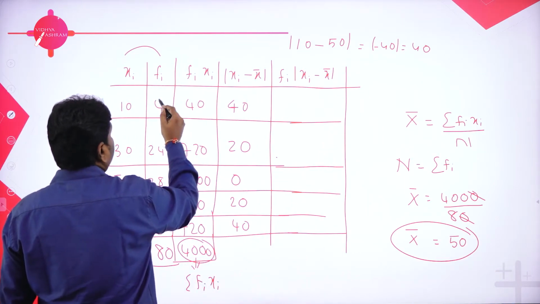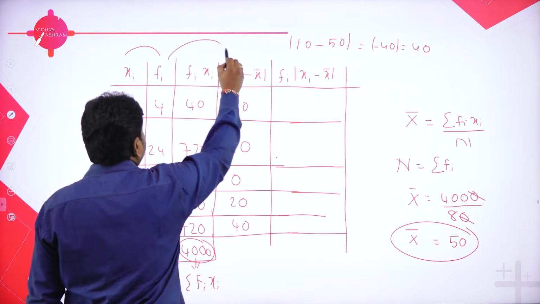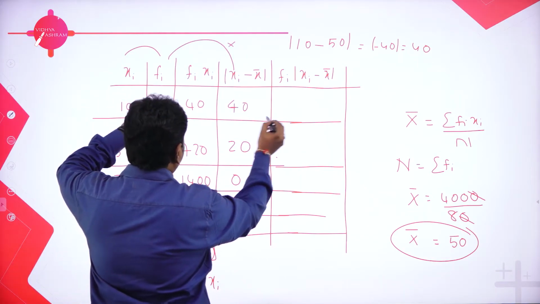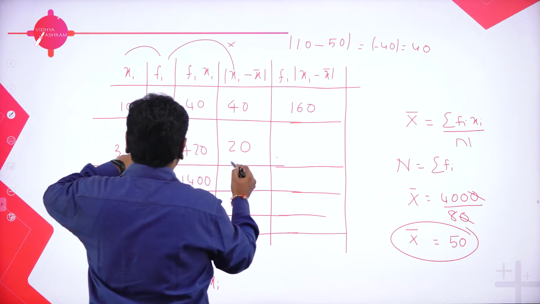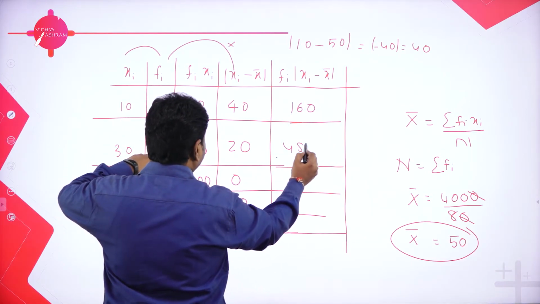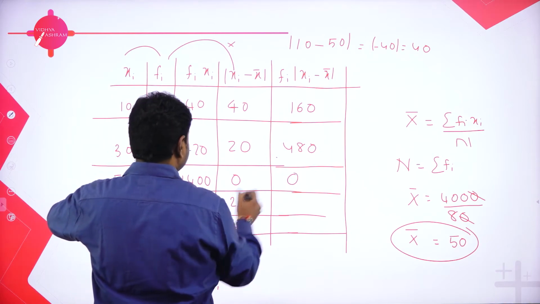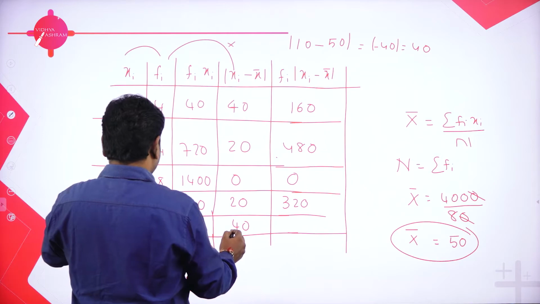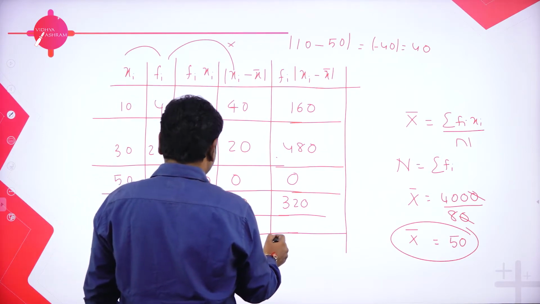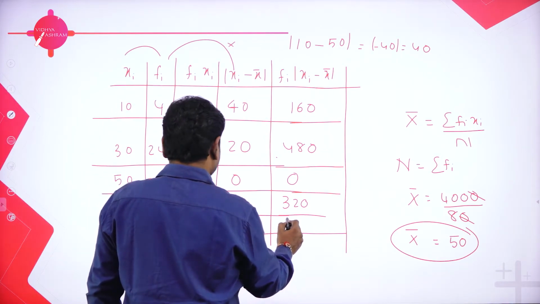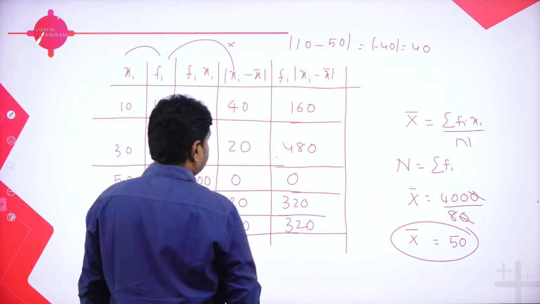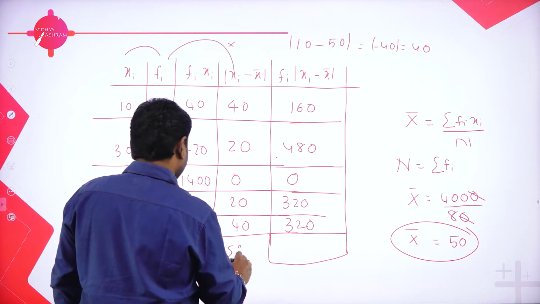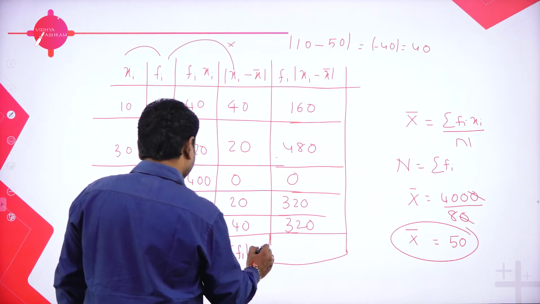Means you have to multiply frequency with this, multiply them. So if you multiply 4 into 40, 160; 24 into 24, 80; and 28 into 0, 0; 16 into 20, 320; and 40 into 2, 40 into 8, 320. That's it. Now, as usual, you should add this. If you add, you will get sigma Fi into xi minus x bar.